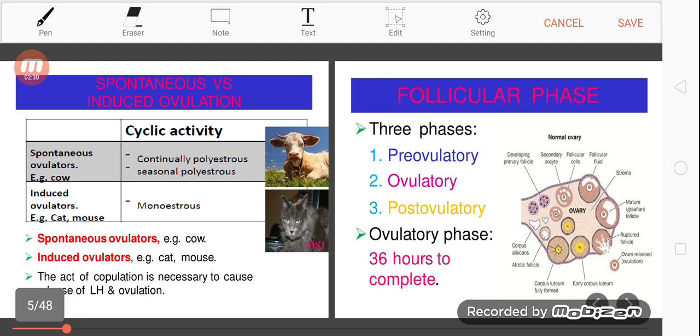The event of ovulation has three phases: pre-ovulatory, ovulatory phase, and post-ovulatory phase. These three phases are actually at the end of the follicular phase, so day 13 or day 14, and the ovulatory phase will complete. The ovulatory phase takes, let's say, 6 hours to complete. So it's hours.